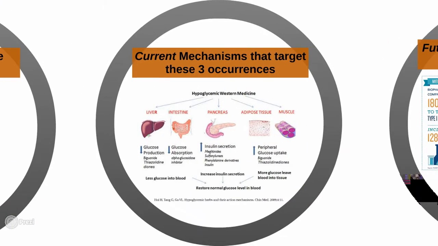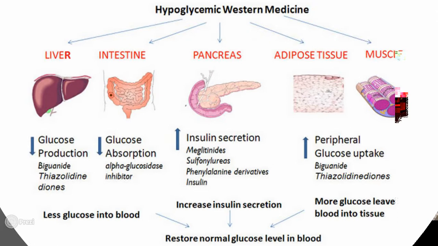So how are we targeting them? What are we doing nowadays to get these three primary occurrences under control? Well, we have this really cool diagram here. It splits up some of the main categories of the drugs that we use. It looks a little crazy, but it's not. On the left, we can target glucose production. We can target glucose absorption in the intestines. We can even target peripheral glucose uptake as well. See where those arrows are going? All those things are trying to restore that new normal glucose level in the body. And that's what we continually are trying to do.